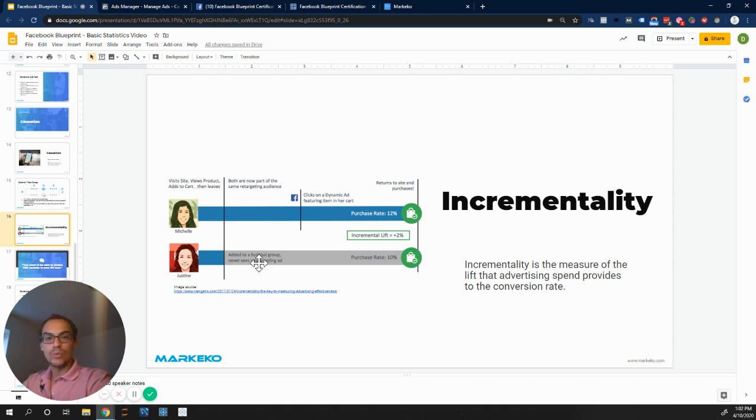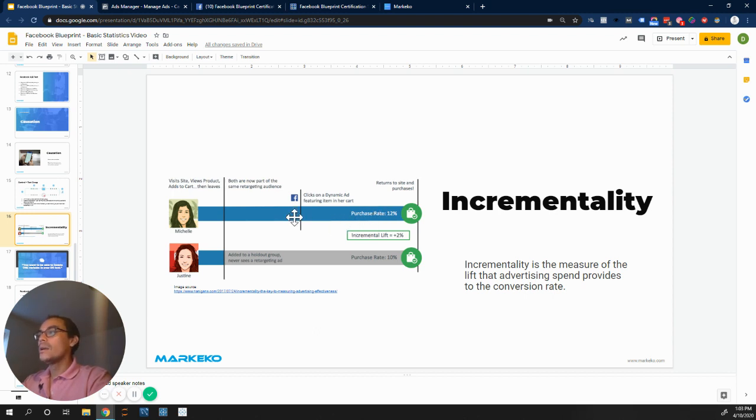So the holdout group is basically people who are not going to see those ads, right? In this case, because it's a remarketing campaign, she also went to your site, she also added products, but she's not going to see remarketing campaigns. So here I can really say and test whether the remarketing efforts are bringing better results.